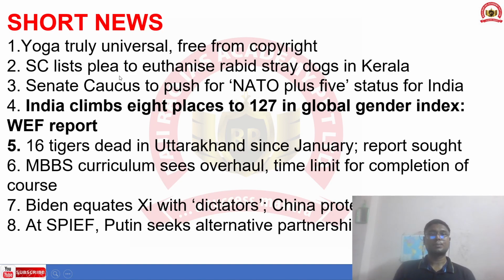Supreme Court lists plea to euthanize rabid stray dogs in Kerala. Recently, we have come across news in which stray dogs attacked small children in the Delhi region and Kerala region. So this is one of the good steps which the Supreme Court takes, to euthanize the rabid stray dogs, which look very dangerous to human beings. See, not all stray dogs will be affected. They are ordered to euthanize only those stray dogs which look very dangerous for human beings, guys.